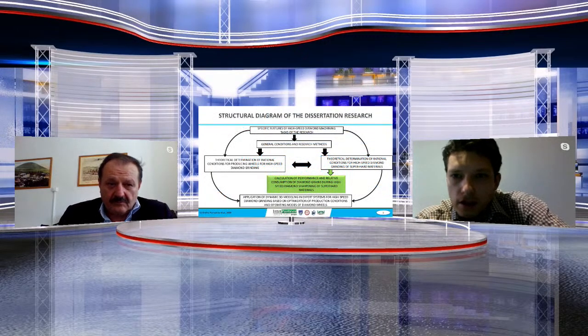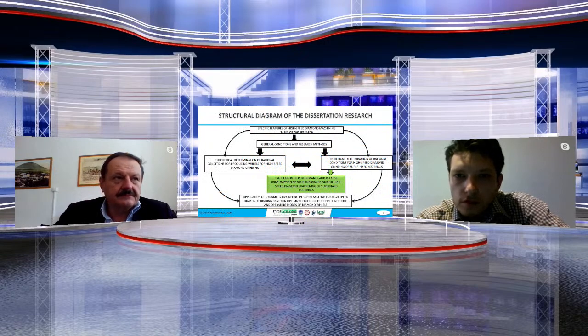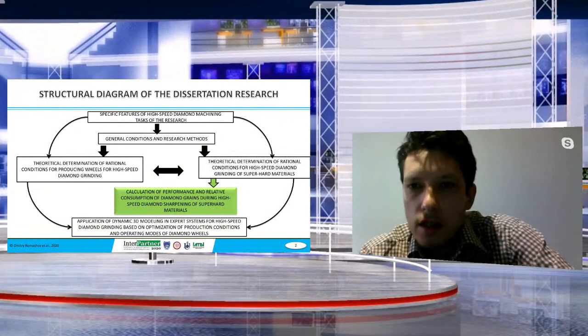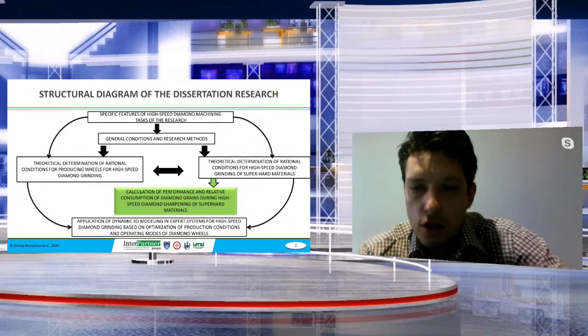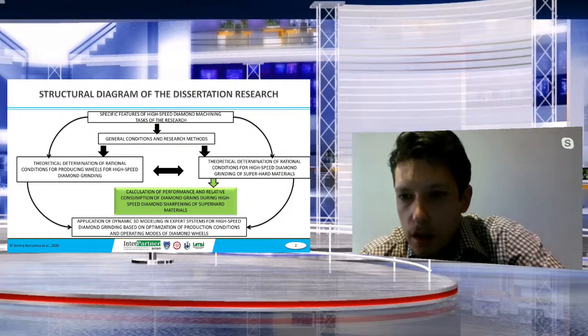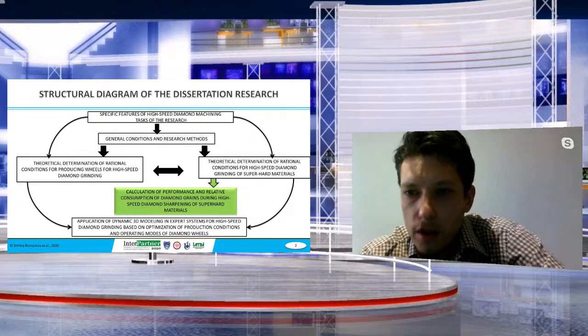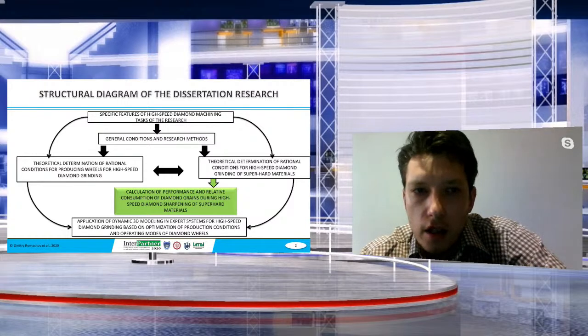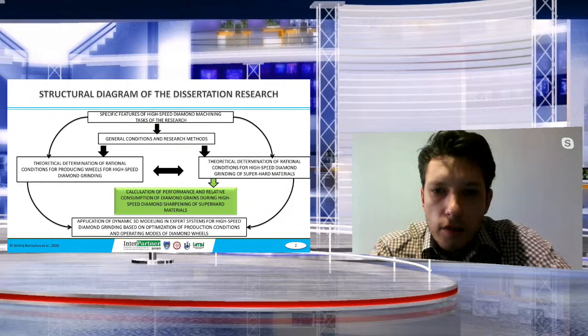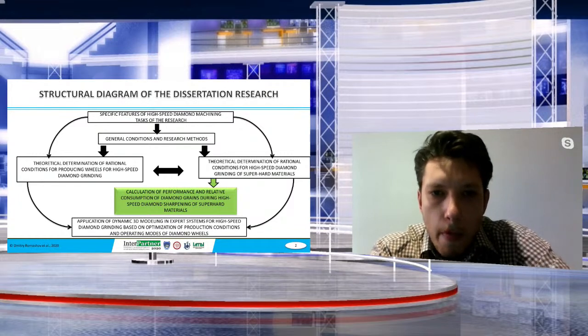Can we take the second slide, please? Here you can see the structural diagram of the dissertation research in general. It consists of 5 different chapters, and here you can see the green part highlighted: the calculation of performance and relative consumption. This structural diagram is the entire work in general.